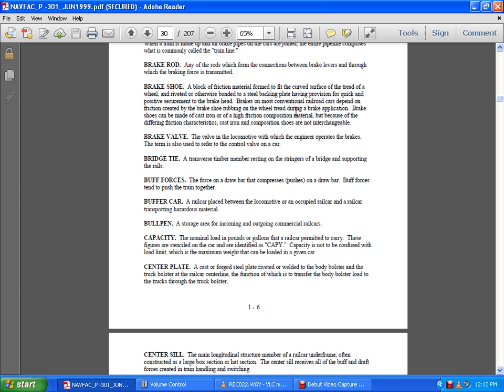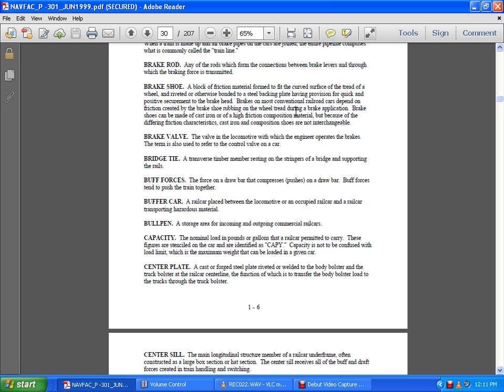A buffer car, a railroad car that's between a locomotive and an occupied railway car, or a railway car transporting hazardous material. A bowl yard or standard area of incoming and outgoing cars, commonly known as a bullpen. The capacity, the normal load in pounds or gallons that a railway car can carry.